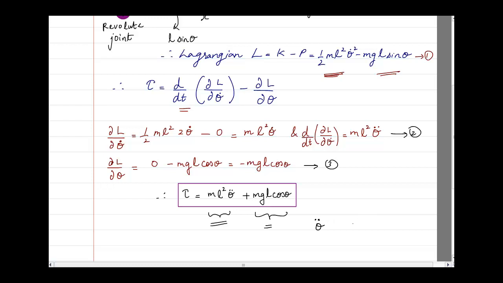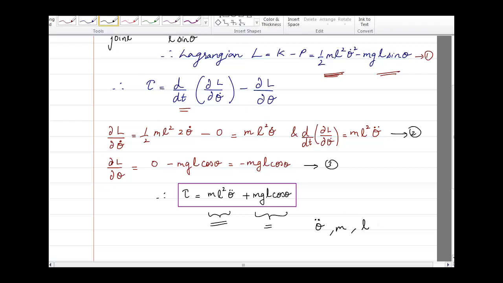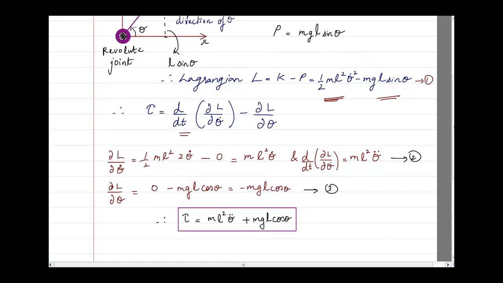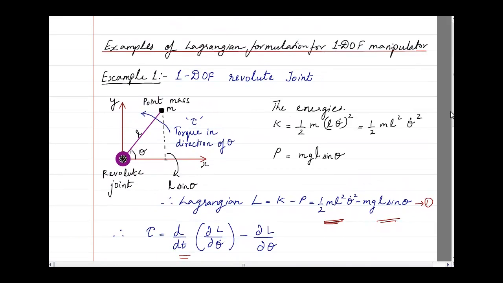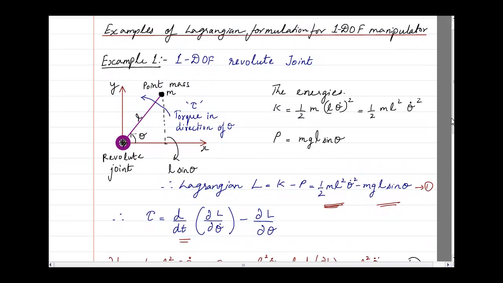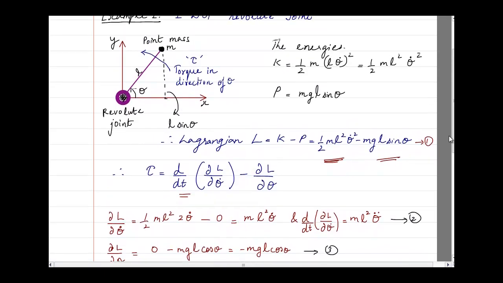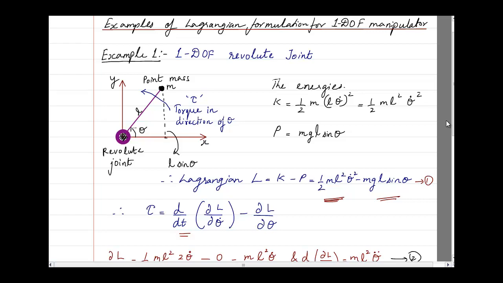Okay, which mass? The mass m, which is at a length of L from the center. This kind of an equation you will never get it, kinematic equation. That is the reason why we go for dynamic equations using the Lagrangian formulation. Okay, so this is one of the examples. We have to take another example.